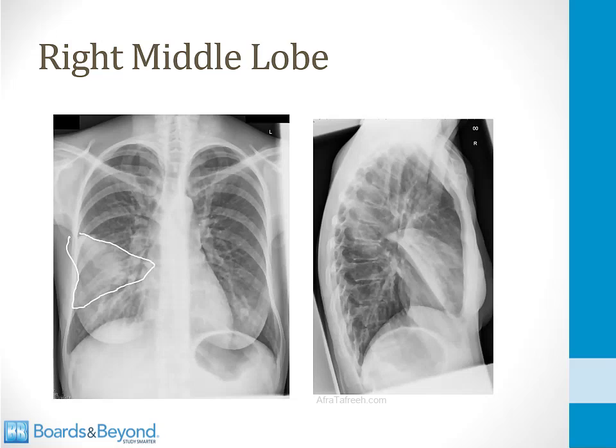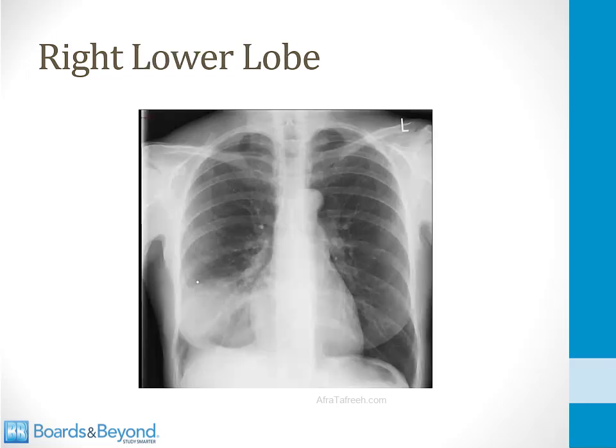Sometimes you can think this is the right lower lobe, but if you look on the lateral chest X-ray, what you always see in a right middle lobe pneumonia is this triangular shape right here. When you see that in the lateral X-ray, then you know that what you have is a right middle lobe pneumonia and not a right lower lobe pneumonia. And then finally, here's a right lower lobe infiltrate where the haziness is down at the bottom portion of the right side of the lung. Notice that it obscures the diaphragm border over here. That's classic for right lower lobe pneumonia.